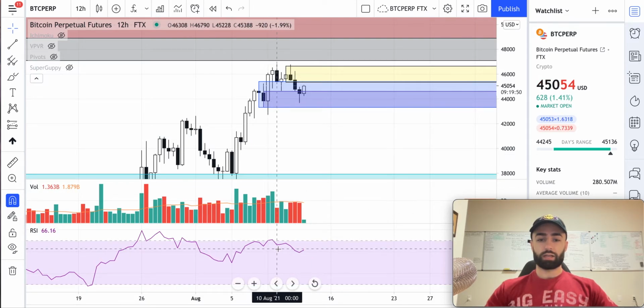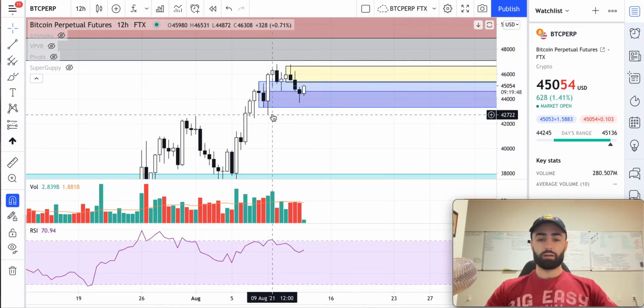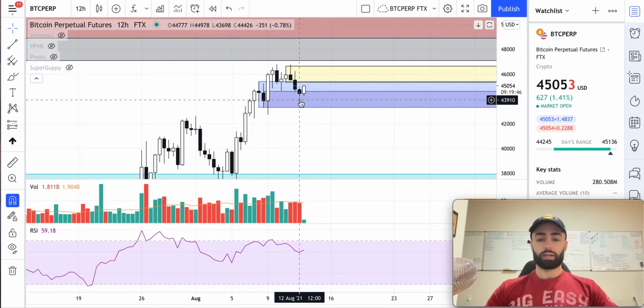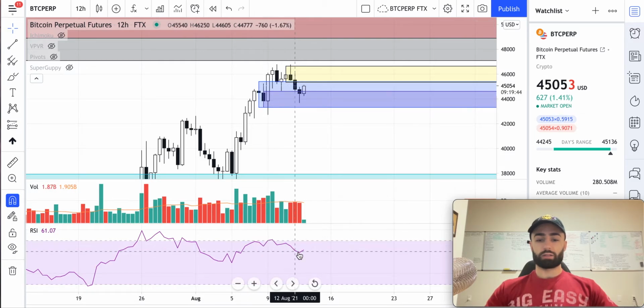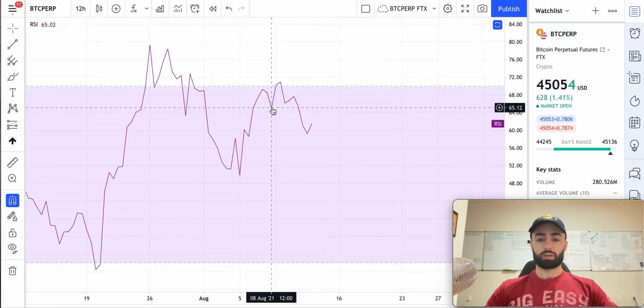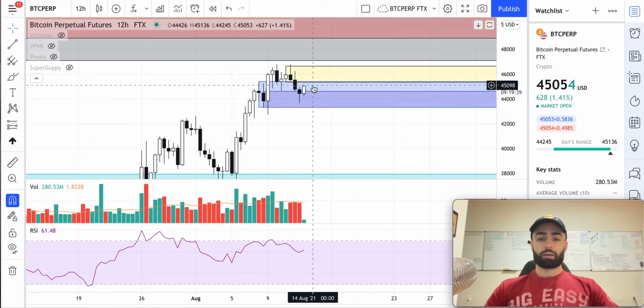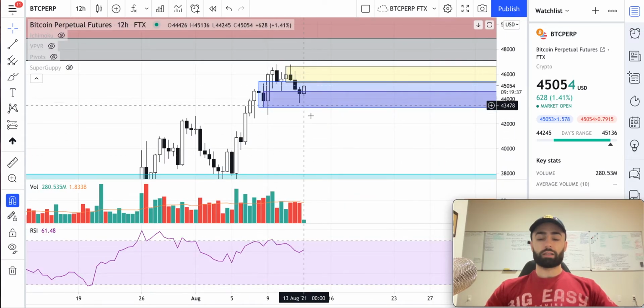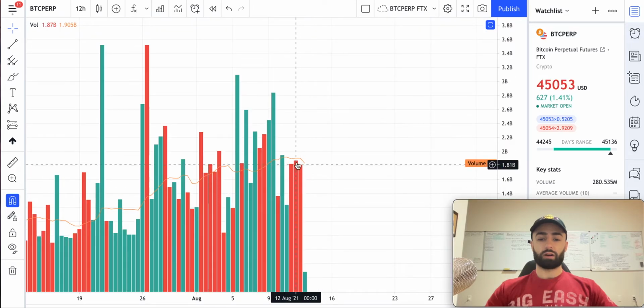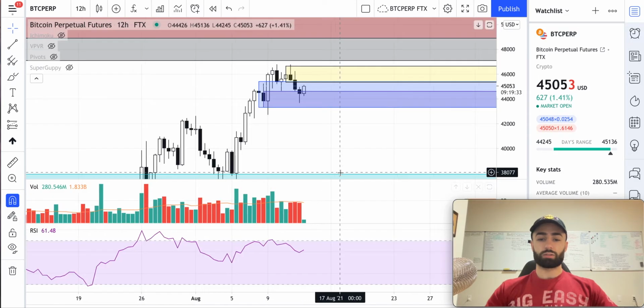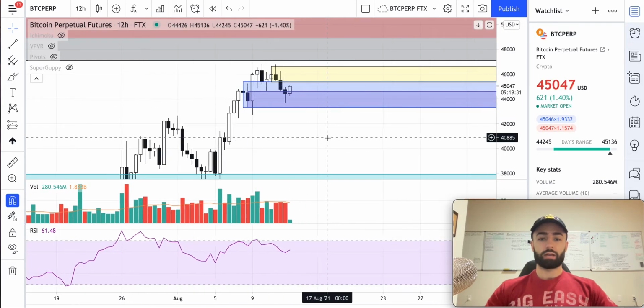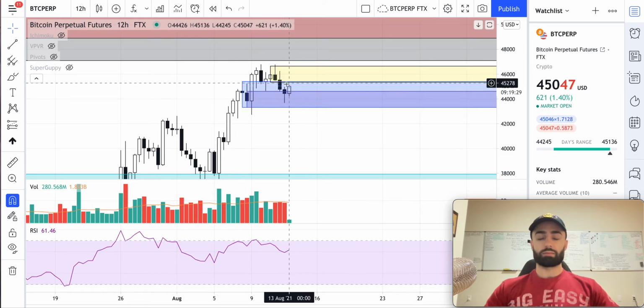You can see right here we have a low, and then we have a higher low right here, but the RSI is clearly printing a lower low if we look right here. That, in conjunction with decreasing bear volume over the last two 12-hour candles on this drawdown, is what's leading to this rise in price right now.